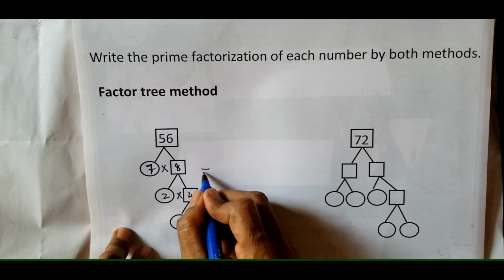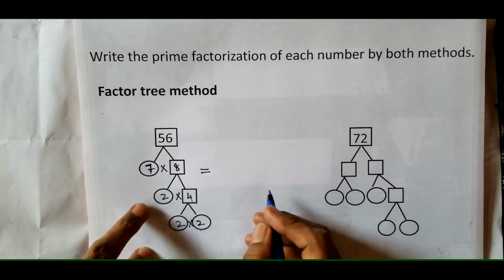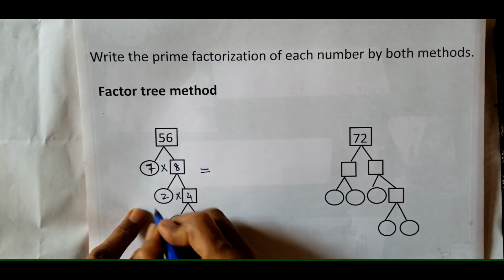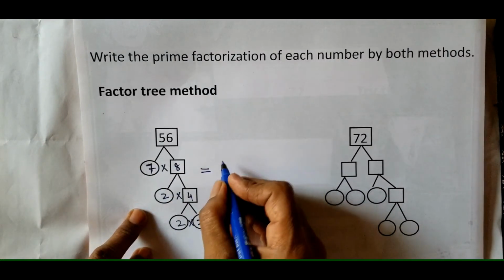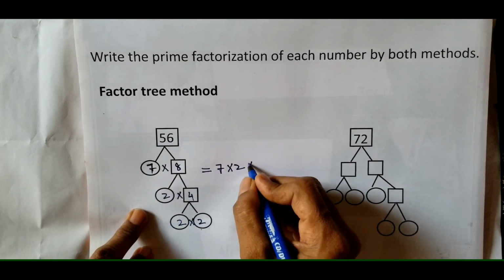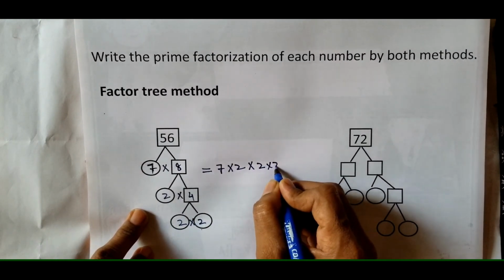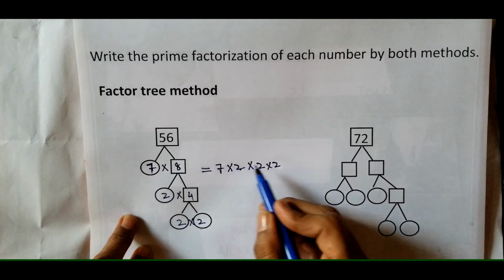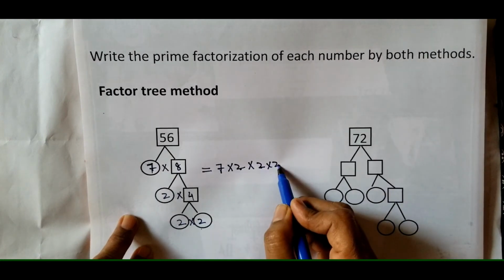So prime factorization of 56 will be, you can either proceed this way or this way. Both are right. 7 into 2 into 2 into 2. 7 2s are 14, 14 2s are 28, 28 2s are 56.